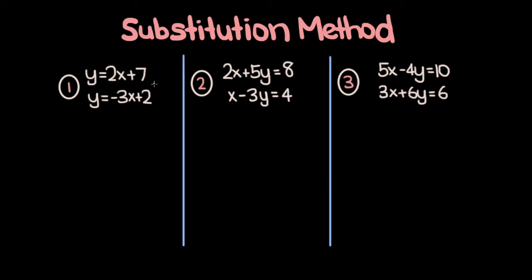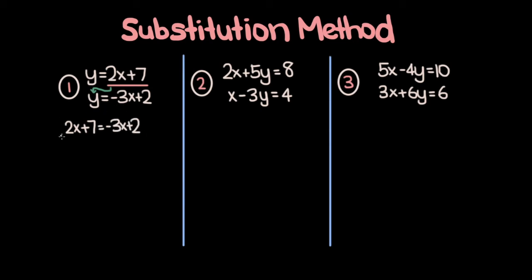Now, there are multiple ways to solve these types of systems, but let's start off by using the substitution method. For this first problem, we have the equations of two lines. y is equal to 2x plus 7 and y is equal to negative 3x plus 2. Both of these lines are in slope-intercept form. Solving this first system is actually pretty easy. We know that y is equal to 2x plus 7, so we can substitute 2x plus 7 for y in our second equation.